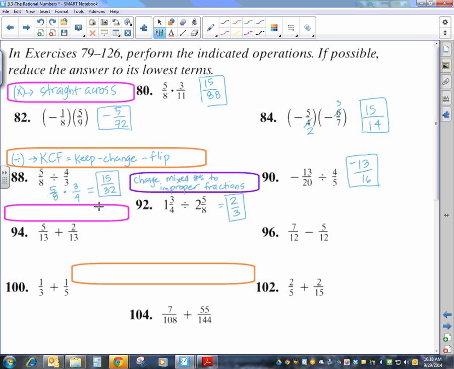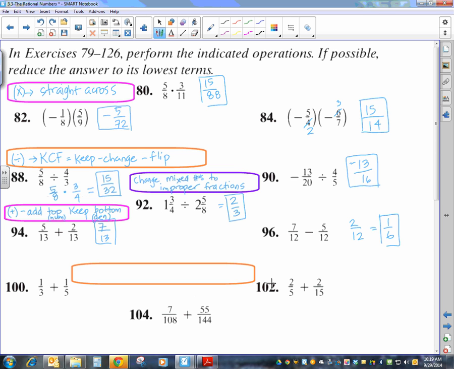Okay, adding and subtracting. If my denominators are the same, then I'm going to add the top and keep the bottom. Remember, the top is called our numerator, and our bottom is our denominator. So 5/13 plus 2/13, it should be easier for you to do that by hand instead of with a calculator. That's 7/13. 7/12 minus 5/12 is 2/12, which reduces to 1/6. So you could go ahead and subtract it, but put it in your calculator to make sure it's reduced.